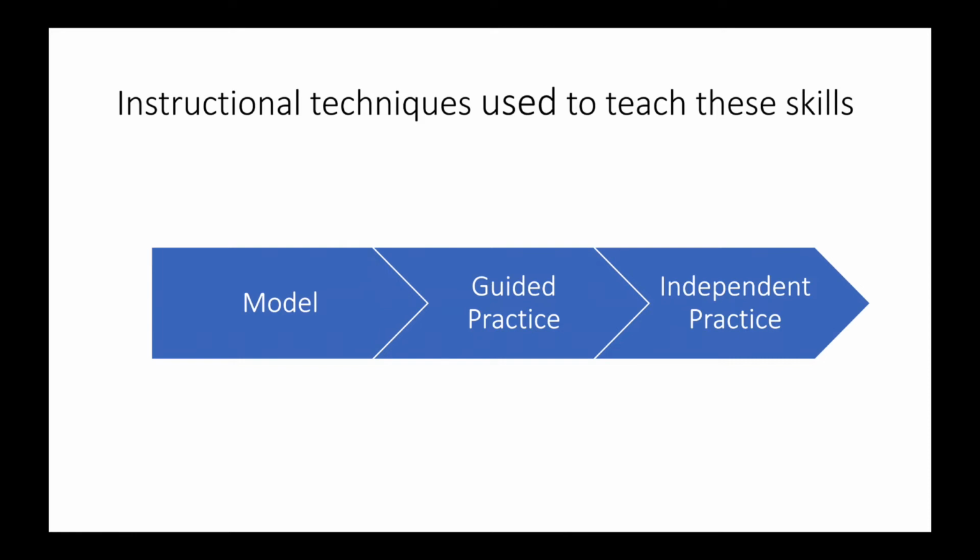So the instruction would follow these basic steps, starting with modeling, where the adult demonstrates the skill. Then guided practice, where the instructor would provide scaffolding support or prompting and teaching to help the learner perform the skill successfully. They gradually fade the support as the student develops competence. And this would be followed by independent practice, where the student would carry out the task independently, and the adult would monitor the learner's performance and provide feedback about correct and incorrect responses.